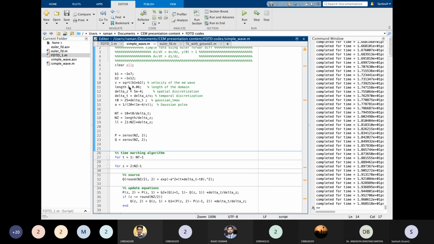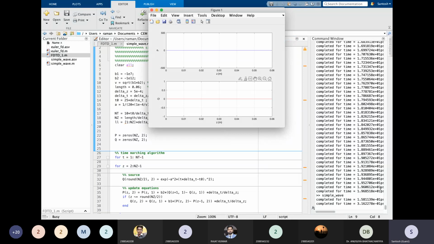And another thing is, okay, let's say if I make it, the thing is, the wave propagates, right? That is at a certain point of time.